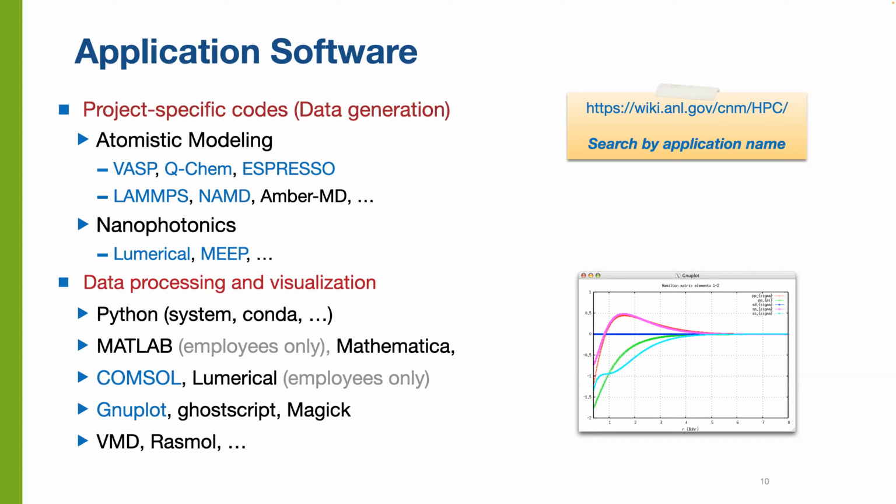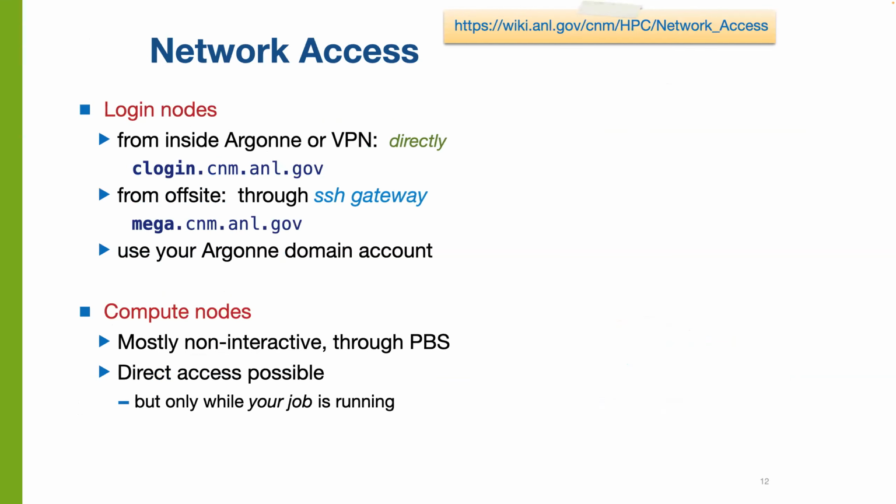Just an example for some of the basic ways of accessing the system. You'll access our login nodes from inside Argonne. You can access them directly from offsite, but you will have to go through our SSH gateway. That is a step that may be new to external users. Instructions again are on the wiki on this link here under network access.